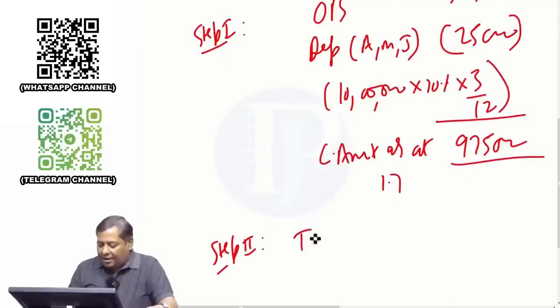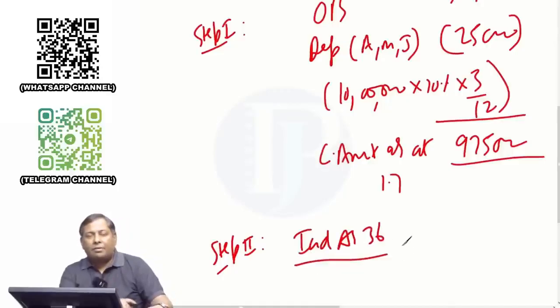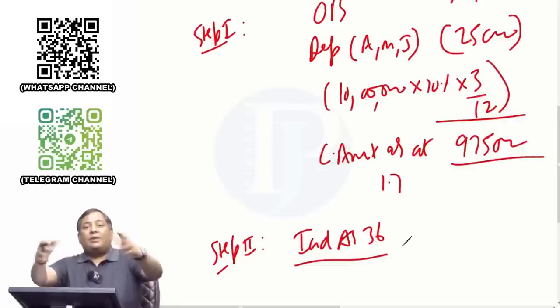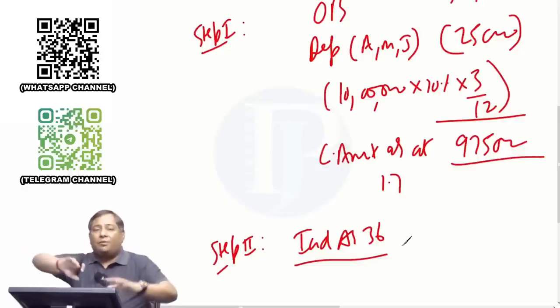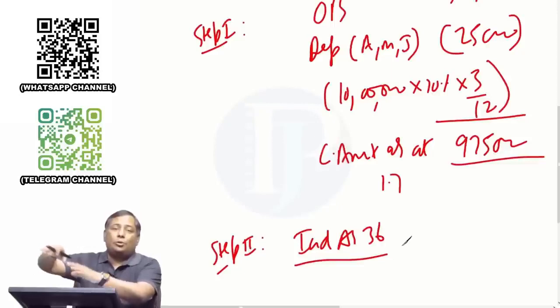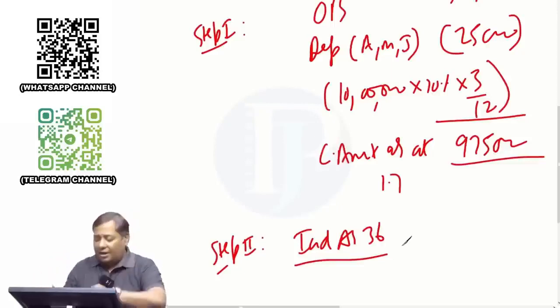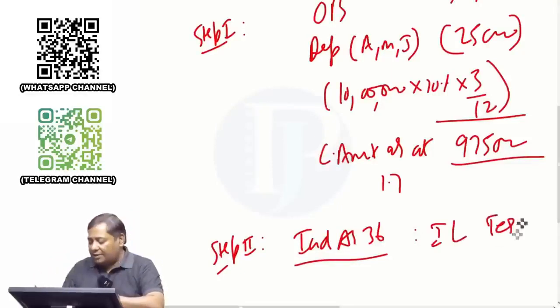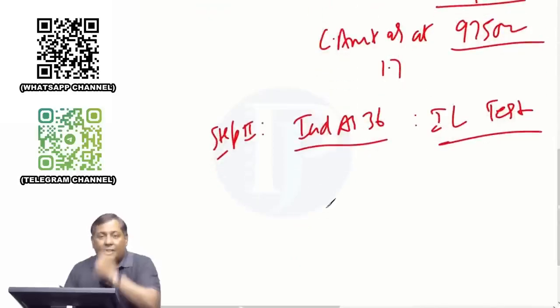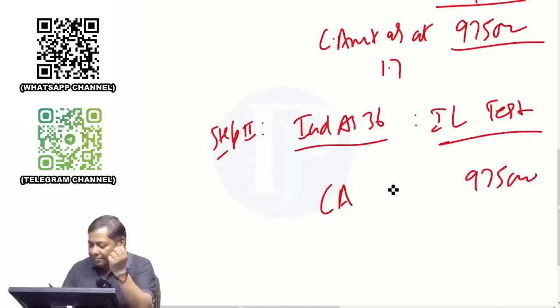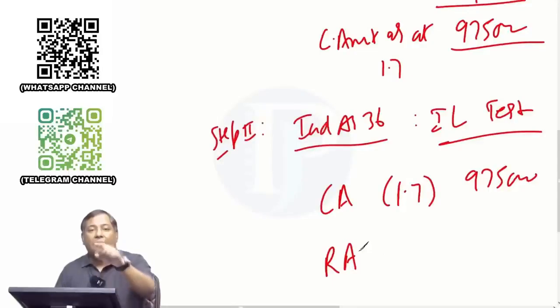The second step says apply AS 36. Then you ask, sir, what about 105? 105 later. We will have to prepare to go to 105, so in the second step, we will apply AS 36 and check its impairment loss. 105's work is for later. Now tell me what 36 refers to. 36 says that the carrying amount of 9,75,000, we will compare this with the recoverable amount.